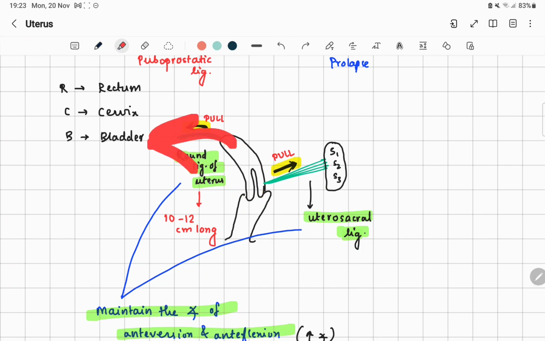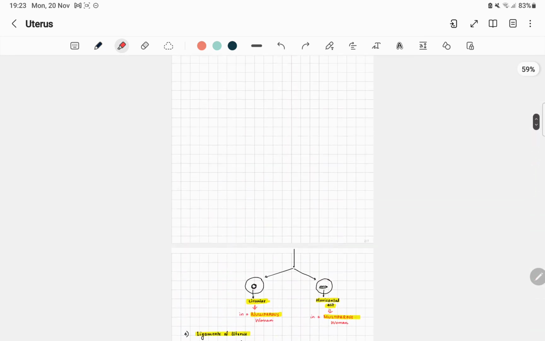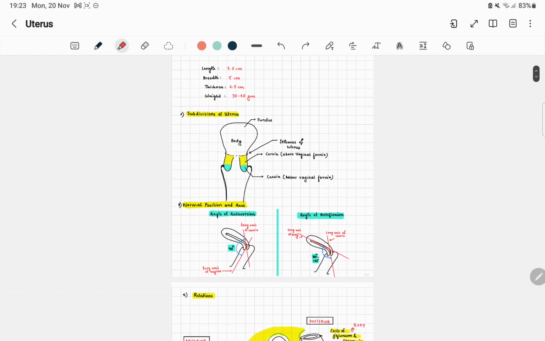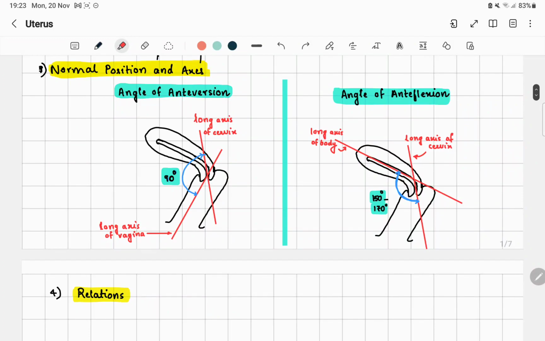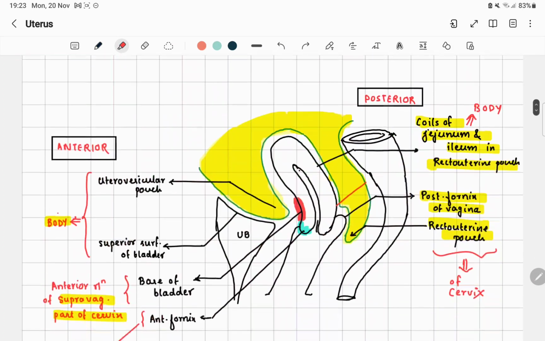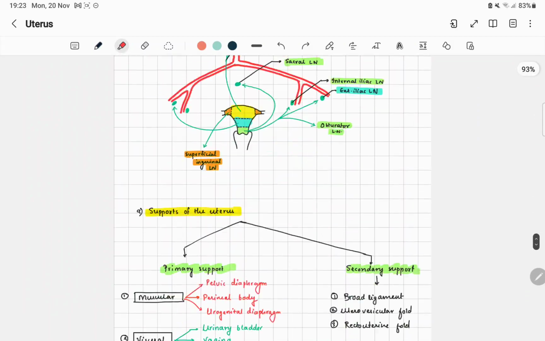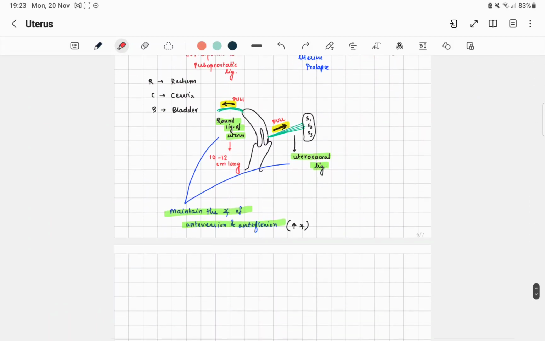This round ligament will pull the uterus in this manner, causing anteflexion. You studied about the angles, the angle of anteversion and the angle of anteflexion. So these angles are formed due to this round ligament only.